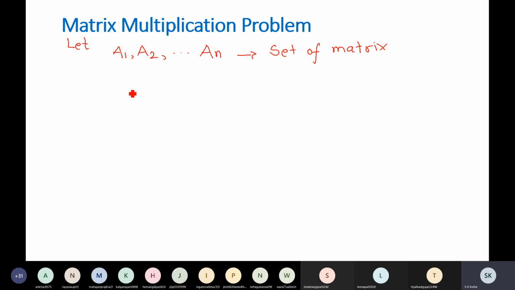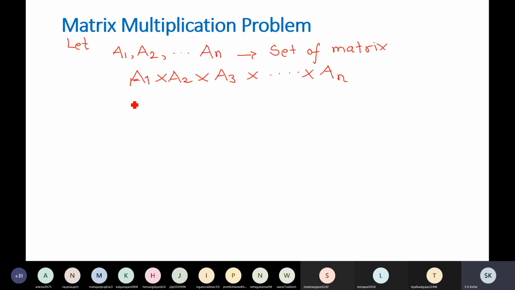Suppose we have to find out the multiplication of A1 multiplied by A2, multiplied by A3, up to AN. How can this be done? This can be done in different ways. For simplicity, we will reduce this problem to only 4 matrices.